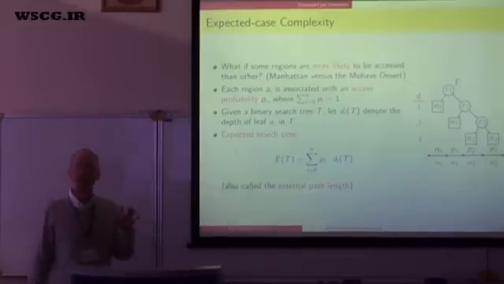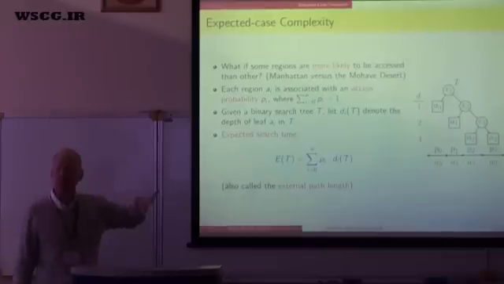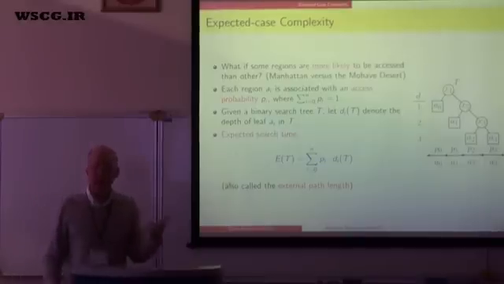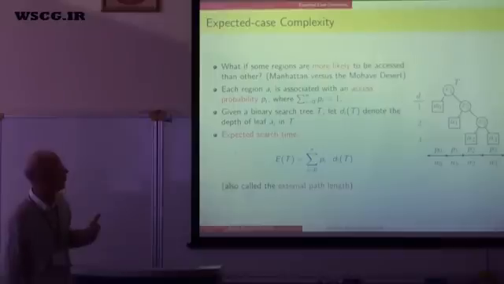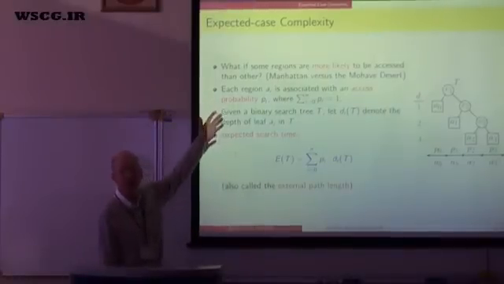The question that's more interesting then is, this was the worst case complexity. What can I say in the expected case? Well, to talk about the expected case, I have to make some assumptions about the probability that certain answers are going to arise. So the idea here is, what if some regions are more likely to be accessed than others?